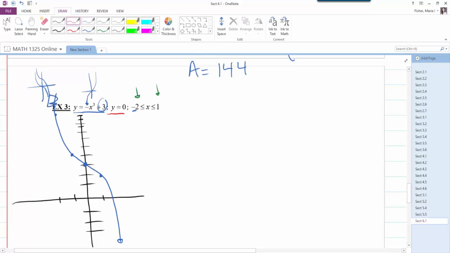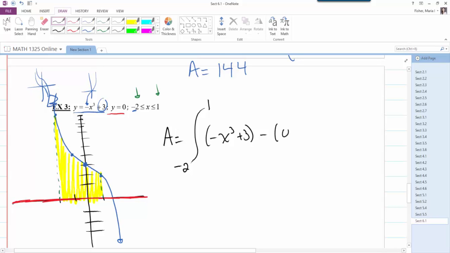Y equals 0 is our x-axis, so that's this guy right here. And again, we're looking at between negative 2 and positive 1. So we want this area right here. Well, that area is equal to the integral from negative 2 to 1. Notice the blue curve is always on top, so it's going to be negative x cubed plus 3 minus, and on bottom is always going to be 0 dx. So let's clean this up before we integrate. So we're looking at the integral from negative 2 to 1, and that's just going to be negative x cubed plus 3 dx.